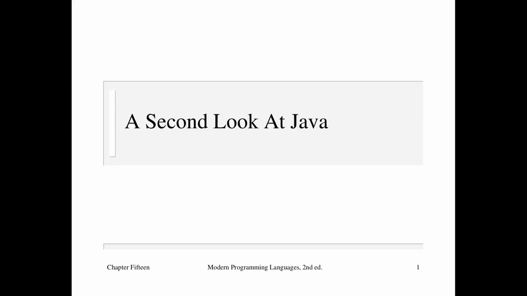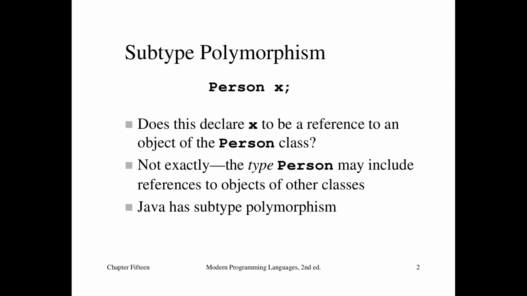Welcome to Computer Science 305, and today we're talking about the second look at Java. In this lecture, we're going to start talking about polymorphism, right? We're getting into the object-oriented constructs within Java.